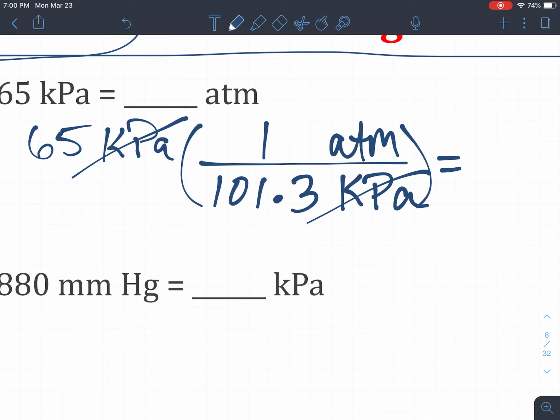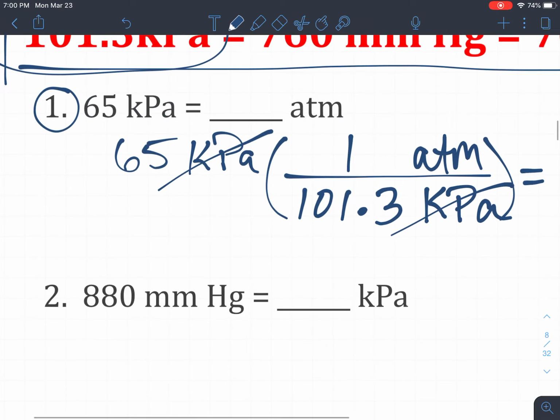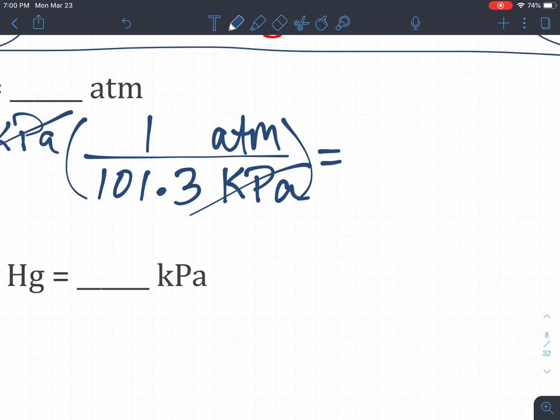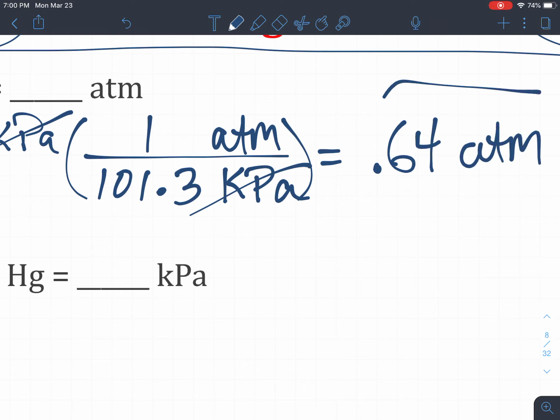So you grab your calculator, and we have 65 divided by 101.3. And that is equal to 0.641658, and so on. Now, just to remind you about sig figs, our given has 2 sig figs, 6 and 5, and so we want our answer to have 2 significant figures, so our answer is 0.64 atmospheres.